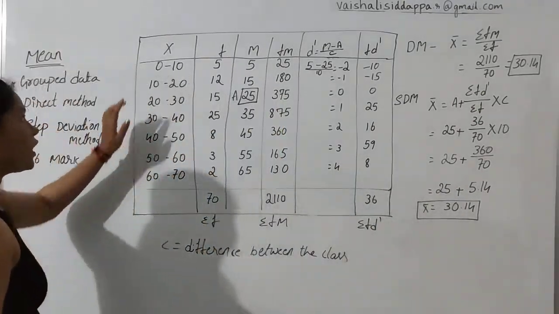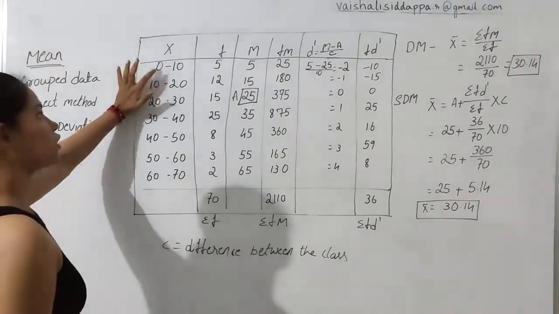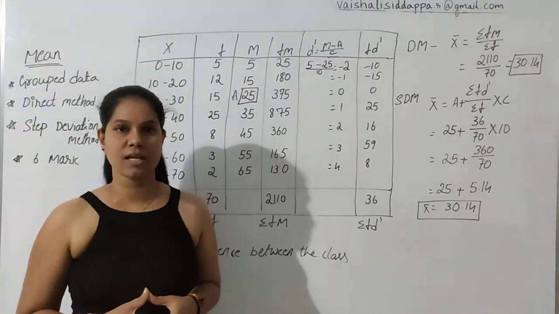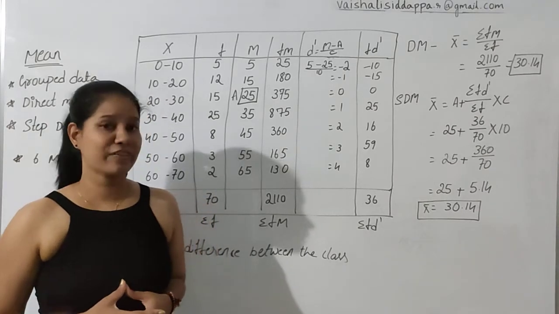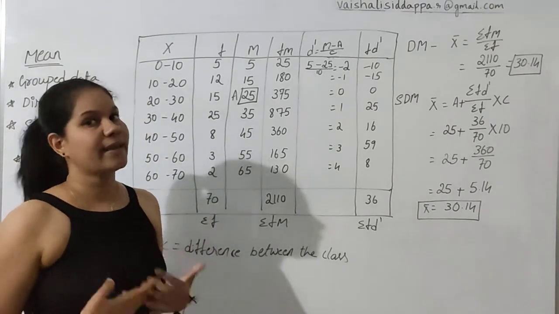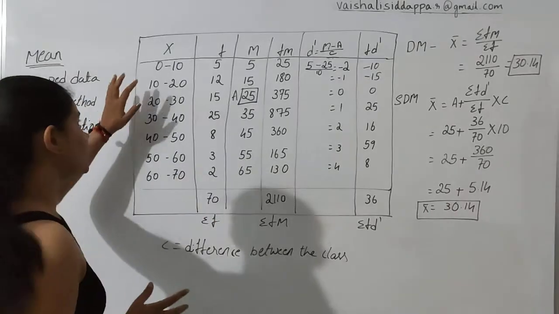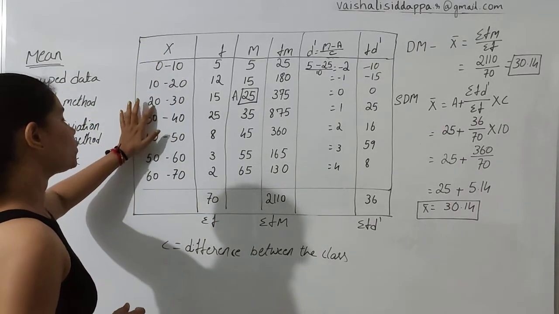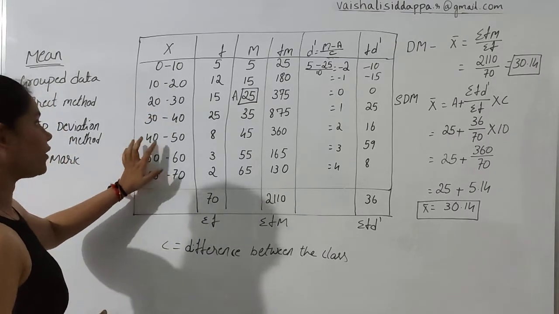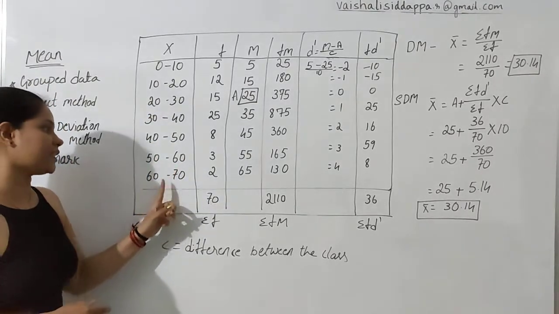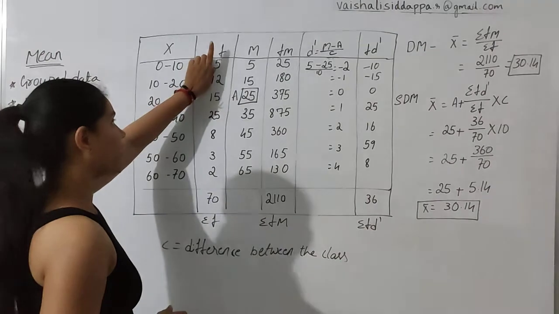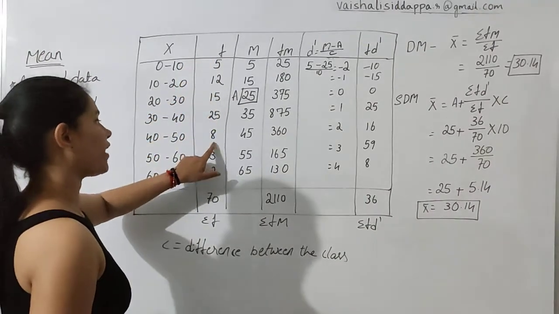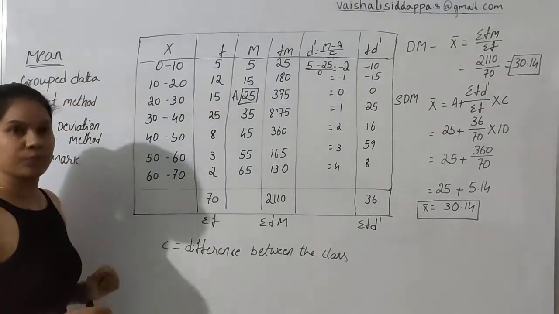So in this way, you have x, which is 0 to 10. In a continuous series, you will not have any fixed number. That is a feature of it. From 0 to 10, any number you can derive. So in the continuous series, you have 0 to 10, 10 to 20, 20 to 30, 30 to 40, 40 to 50, 50 to 60, 60 to 70. And you will have the frequency, which is 5, 12, 15, 25, 8, 3, 2.